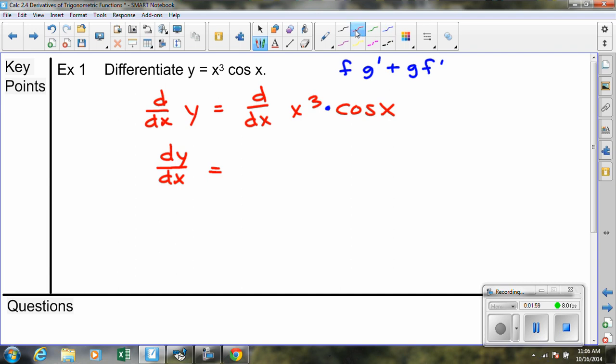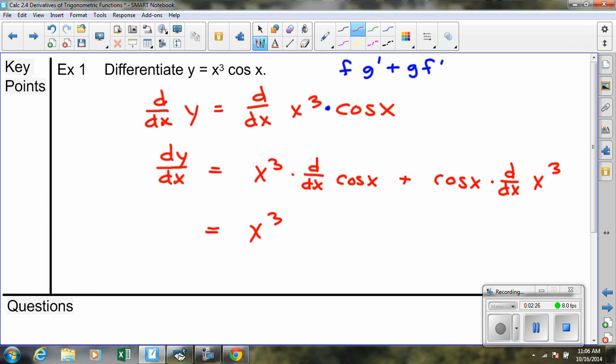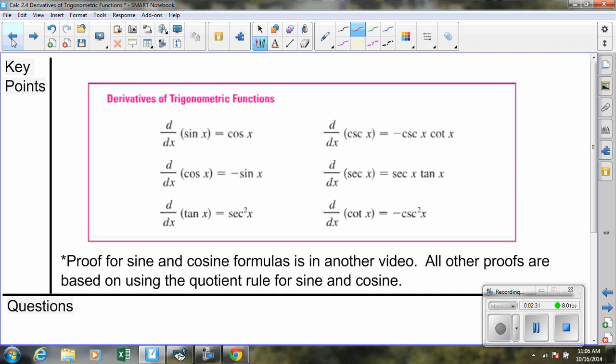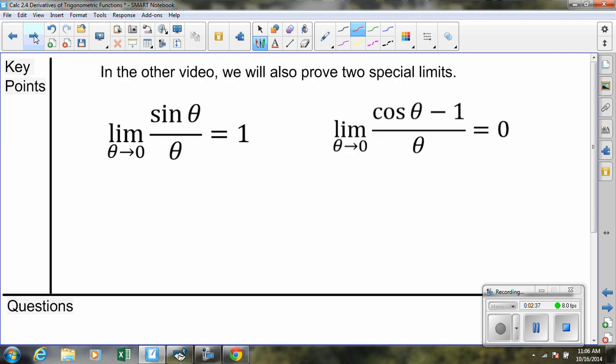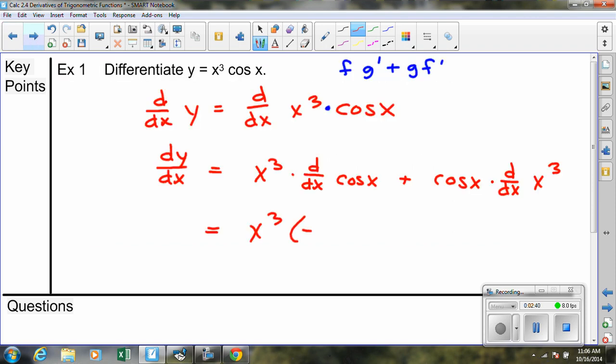So f is our first function. That's x cubed. Then we have to multiply by the derivative of cosine of x. Add our function g, multiplied by the derivative of the first function. Well, x cubed we have. What is the derivative of cosine? We can look back at our table and note the derivative of cosine equals negative sine. So just applying the formula, we'd get negative sine of x.